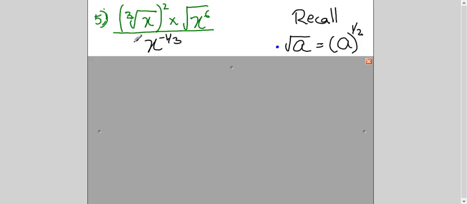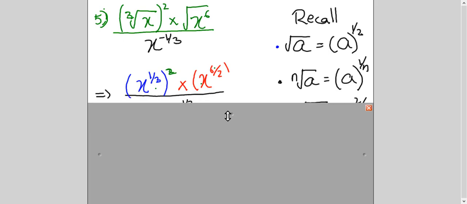Now let's see. This looks complicated at first glance. So I have just told you what this will become. This will become x power 1 over 3, this is the rule I have just told you. This will become x power 6 multiplied by half. Here I'm talking about the inside thing. The outside 2 will remain as it is.